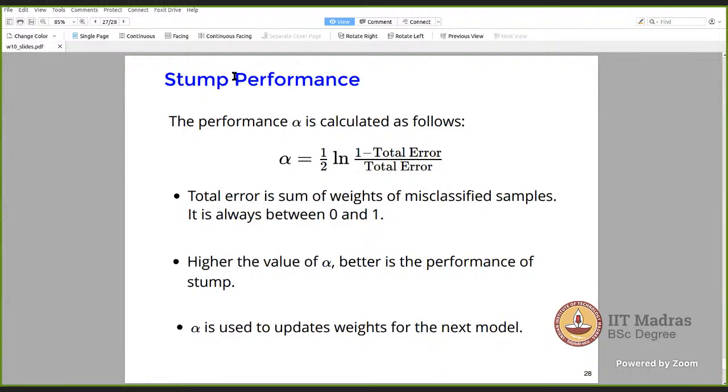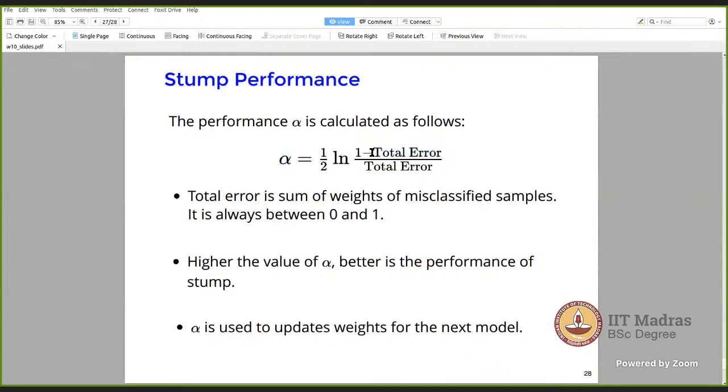Now, what's the performance of each individual estimator? The thing that we were calling say of a model, that's the performance of the model. This is the formula that is used. Now, what is this total error? Total error is the sum of the weights of the misclassified samples. You remember we initially gave 1/20 weight to each of the samples. Let's say 3 samples were incorrectly classified. So the total error for that model would be 3/20. Now (1 minus 3/20) divided by 3/20, and the log of that, is the performance of that model.